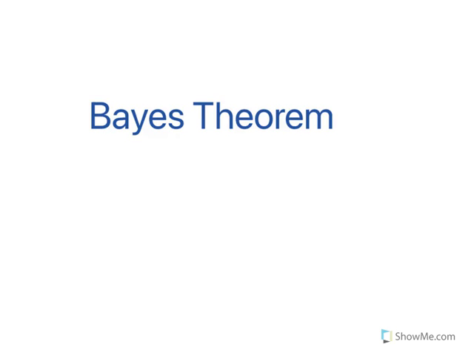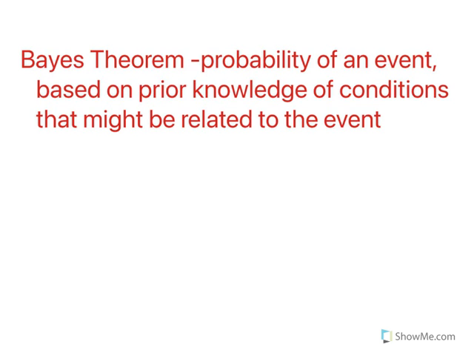Let's talk Bayes' theorem. Bayes' theorem is the probability of an event based on prior knowledge of conditions that might be related to the event. Basically, this is used for updating previous probabilities using new information, that whole prior knowledge piece, so that we can arrive at revised probabilities. So we can say, well, if we now know this, how does that change things?